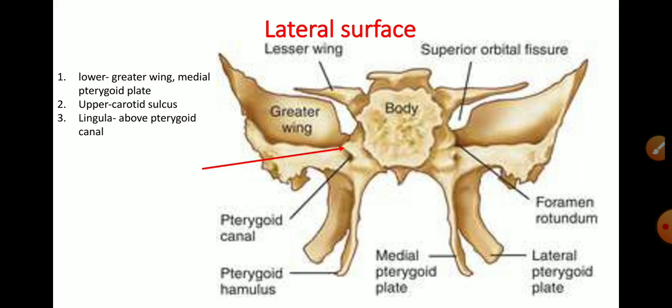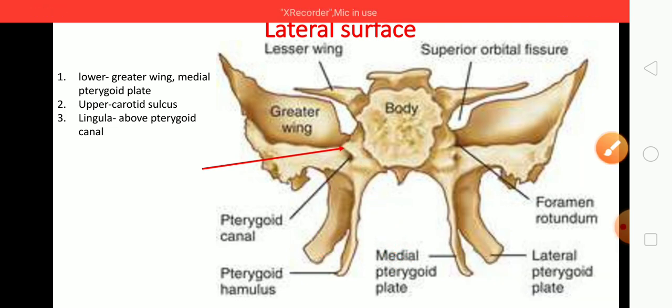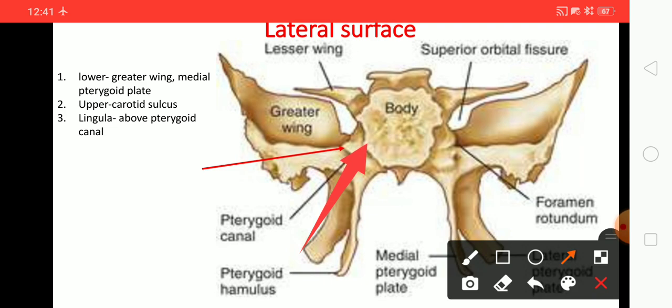Coming to the lateral surface, it unites with the greater wing and the medial pterygoid plate. So it unites with the greater wing and this is the medial pterygoid plate. Upper part of the lateral surface, there is a carotid sulcus that lodges the internal carotid artery and the cavernous sinus. So you can see the carotid sulcus here.